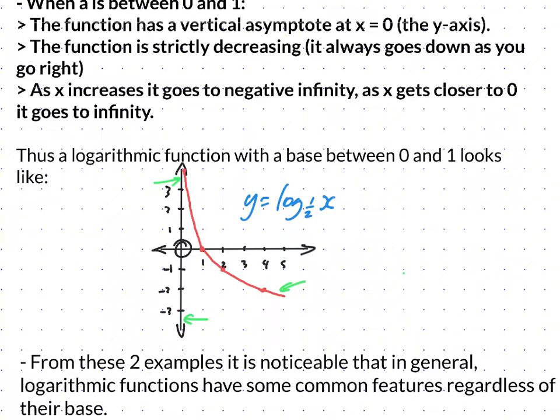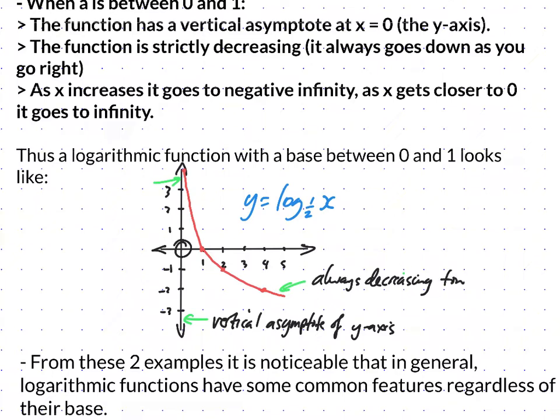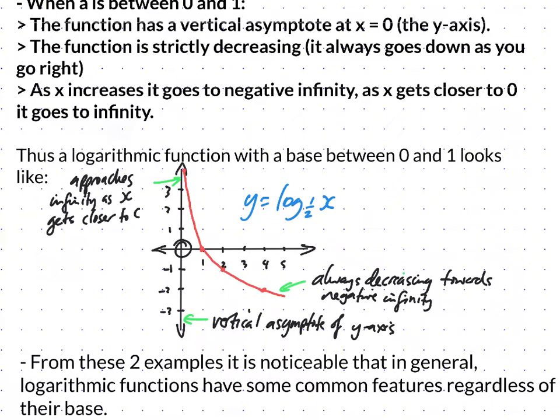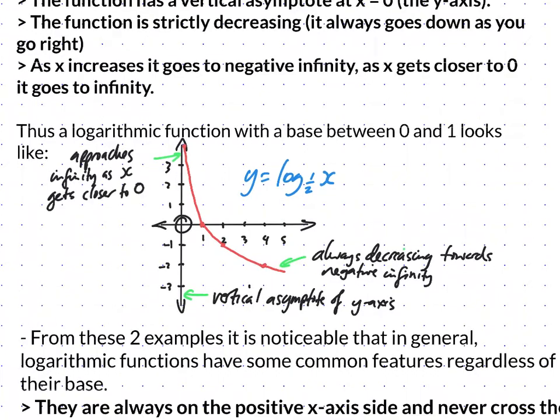So, vertical asymptote of the y-axis here, always decreasing towards negative infinity this time. And then here it approaches not negative infinity, positive infinity as x gets closer to 0. But it never will actually get to where x is equal to 0. It never touches the y-axis.